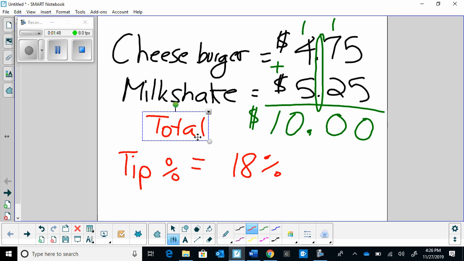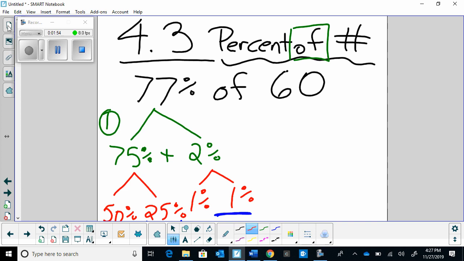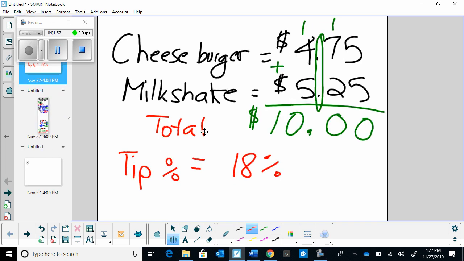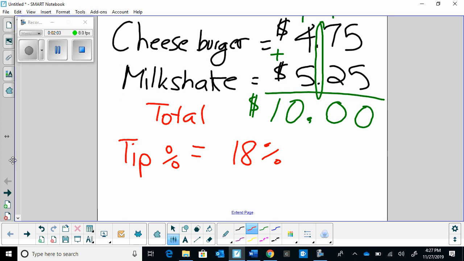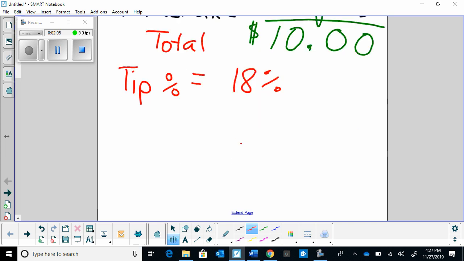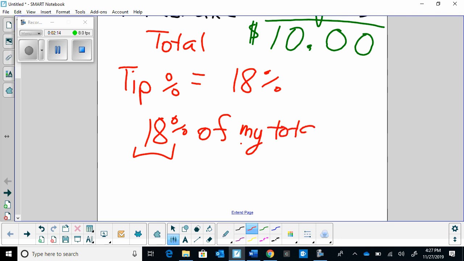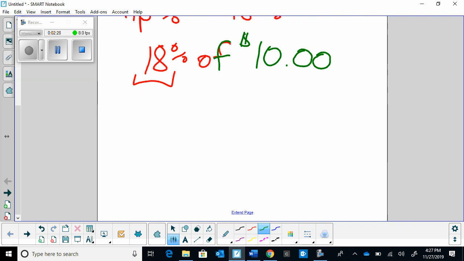In this case, it's going to be 18%, that's the tip percentage of my total. And in this case, my total is going to be $10. So now I need 18% of $10. Well, we said there's multiple ways to solve this. I'm going to show you the mental math way to do this.